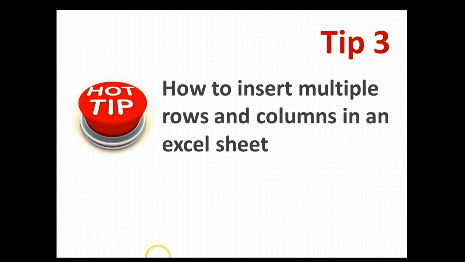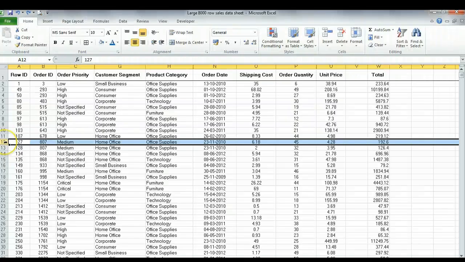Let's now look at another interesting tip. Tip number 3, how to insert multiple rows and columns in an Excel sheet. Let's say I'm in my sales data sheet and I'm located at row number 12 and I want to insert 5 rows before row number 12.